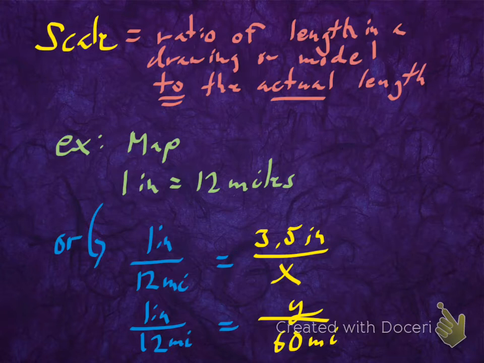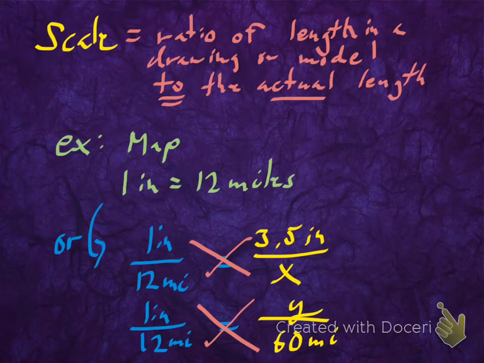Or let's do the other way around. Suppose you know that two objects are 60 miles apart, let's say Louisville and Versailles. How far apart should they be on the map? So let's reverse that same problem. Both of these problems are going to use proportions, so we're going to cross multiply on them. That's one way to do it.